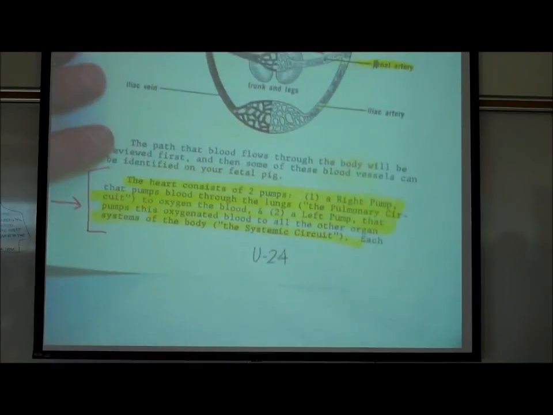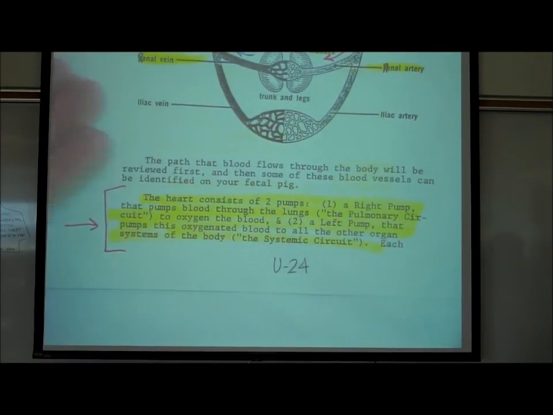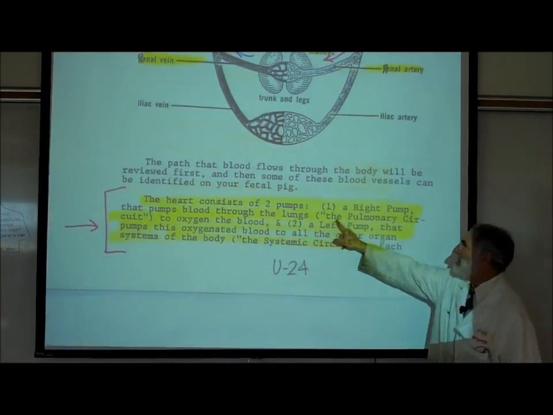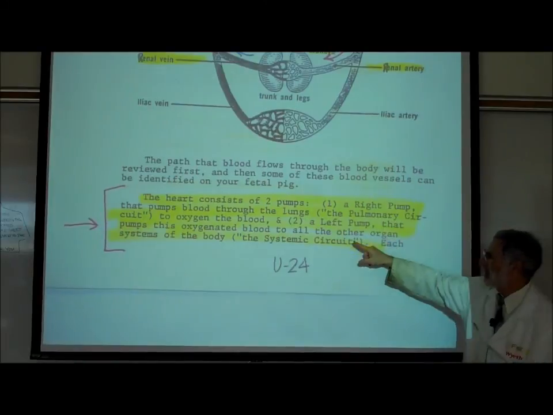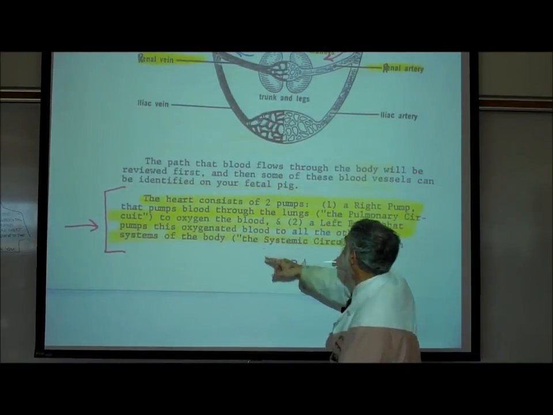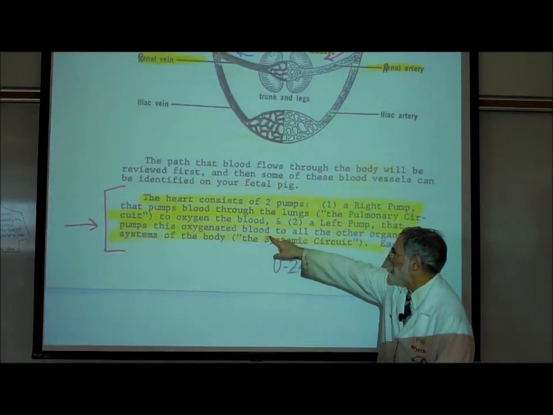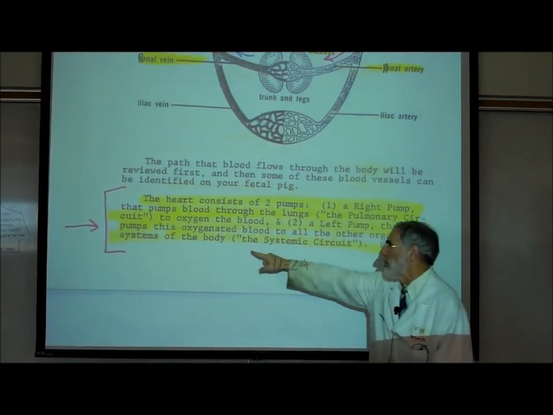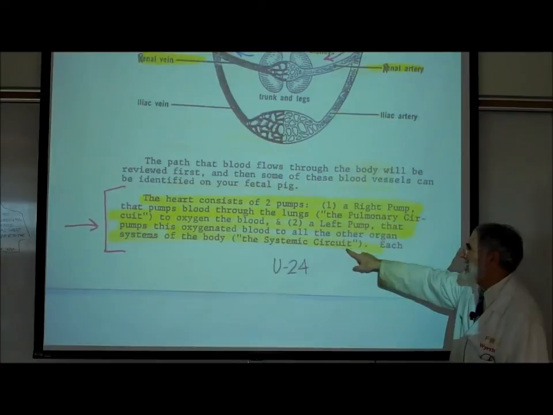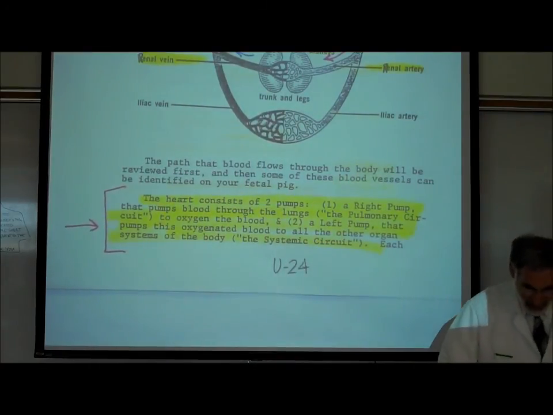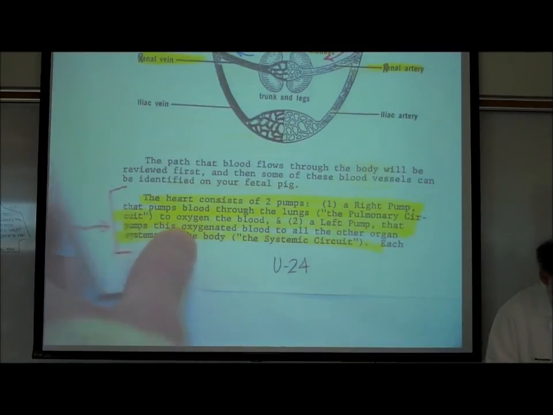Yeah, right down here, at the bottom of U24: the heart consists of two pumps. A right pump that pumps blood through the lungs, that's called the pulmonary circuit, to get oxygen to the blood, and a left pump that pumps this oxygenated blood to all the other organ systems of the body. That's called the systemic circuit. So it's all there. And then everything else I said was actually on U25.